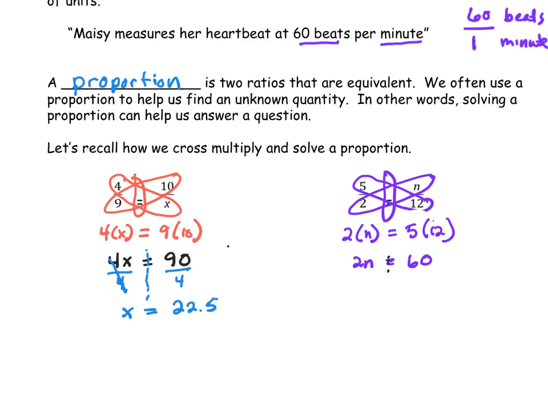And now we're to the dividing part. 2n means multiply, so the opposite of multiplying is dividing by 2. We do this on both sides, leaving n equals 30. Let's switch to the next page.